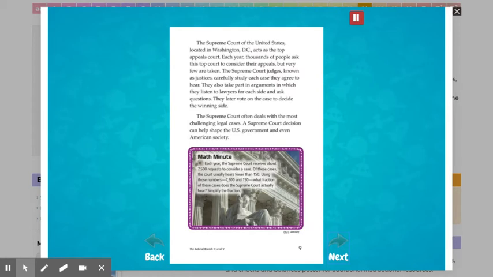The Supreme Court of the United States, located in Washington, D.C., acts as the top appeals court. Each year, thousands of people ask this top court to consider their appeals, but very few are taken. The Supreme Court judges, known as justices, carefully study each case they agree to hear. They also take part in arguments in which they listen to lawyers for each side and ask questions. They later vote on the case to decide the winning side. The Supreme Court often deals with the most challenging legal cases. A Supreme Court decision can help shape the U.S. government and even American society.